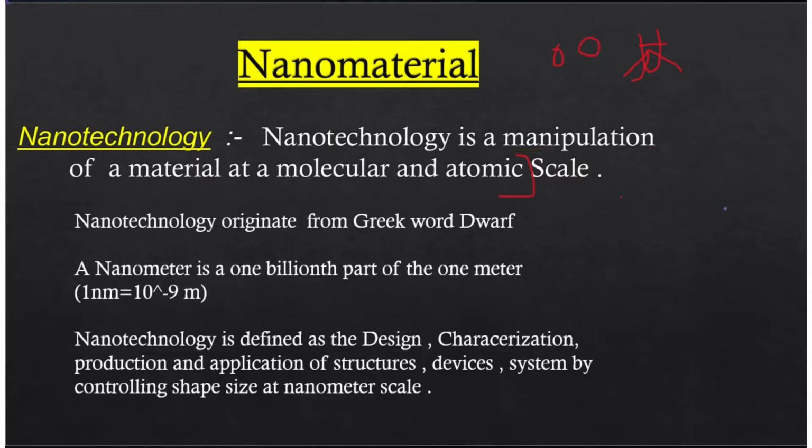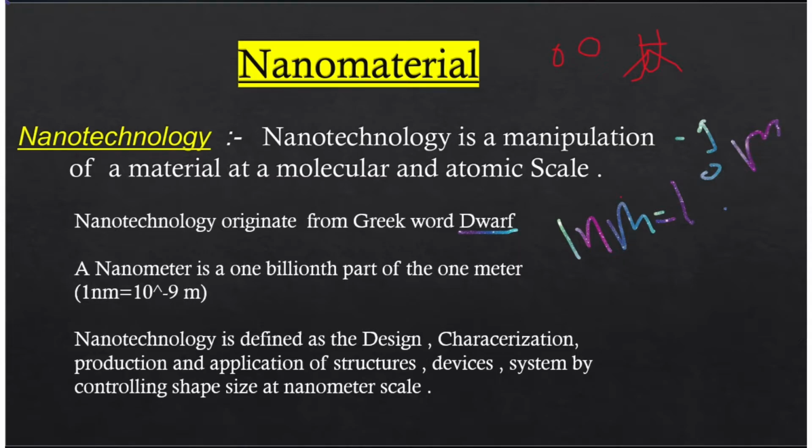After that, the second point is nanotechnology originated from the Greek word dwarf. Nanotechnology is a 1 billionth part of a meter. See, nanometer: 1 nanometer is equal to 10 raised to power minus 9 meter.